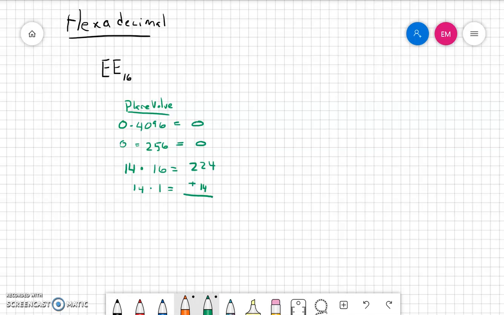We take these two things, add them together. 4 plus 4 gives us 8. 1 plus 2 gives us 3 and a 2. So this is actually 238. So notice the hexadecimal number EE is actually equivalent to the decimal number 238.